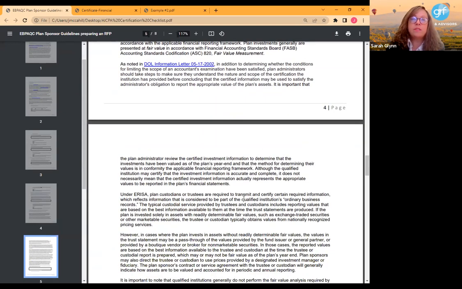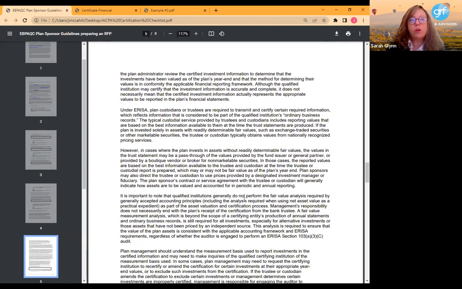The next few pages go over management's responsibility as it comes to fair value measurement on the plan assets, and we discussed this a little bit earlier. Management is required to understand the measurement basis used to report these investments. Management should have a fair value measurement analysis of all assets held by the plan. And if management has any questions on the fair value measurement of the investments held, I suggest you reach out to the financial institution, as most likely they have already performed a fair value analysis on these investments and can provide some insight.